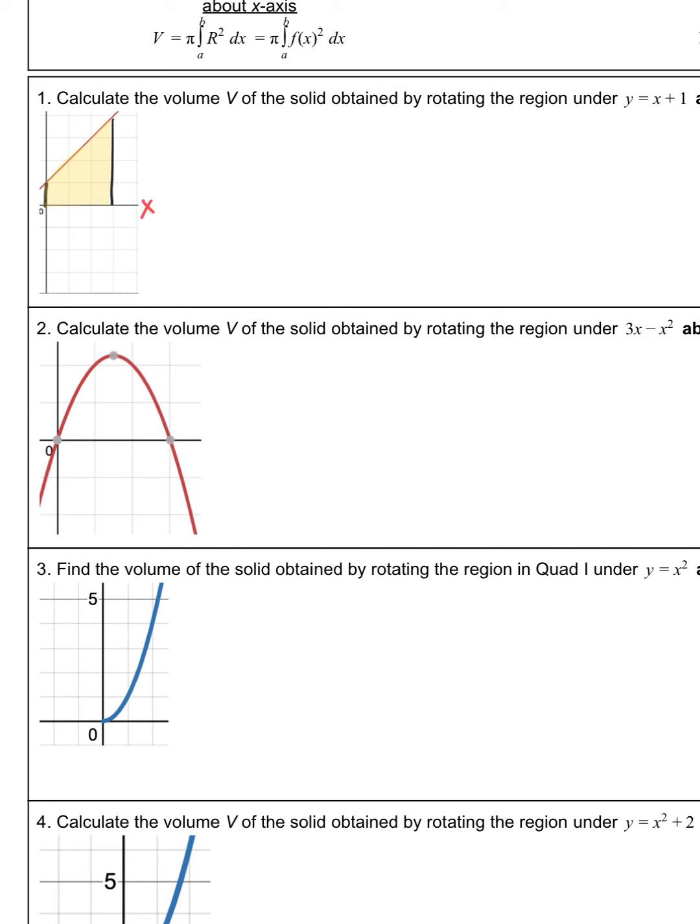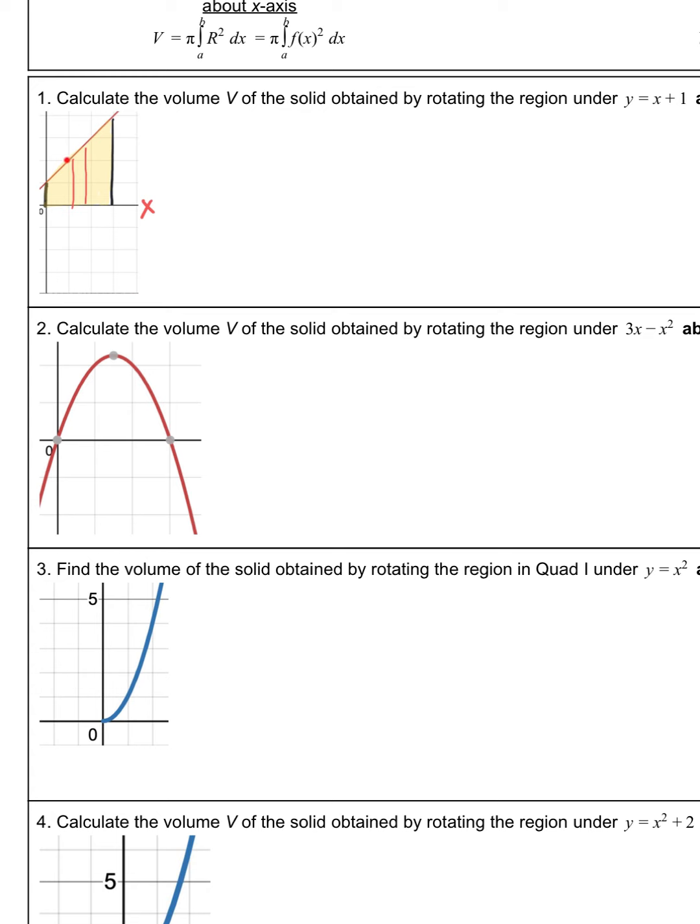All right, so the first thing we want to do is put in a rectangle. Remember, in volume, the rectangle is perpendicular to the axis of rotation. So if we're rotating about the x-axis, we need a perpendicular rectangle. That would be a horizontal rectangle, which will look like this. So there's our rectangle.